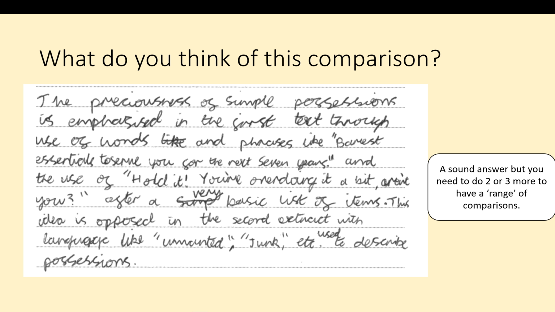Okay, so this one: the preciousness of simple possessions is emphasized by the first text through use of words and phrases like "barest essentials to serve you for the next 7 years", and the use of "hold it, you're overdoing it a bit, aren't you" after a very basic list of items. This idea is opposed to the second extract with language like "unwanted junk" used to describe possessions. Okay, so that's great, but you'd need 2 or 3 more of those to have a range of comparisons.